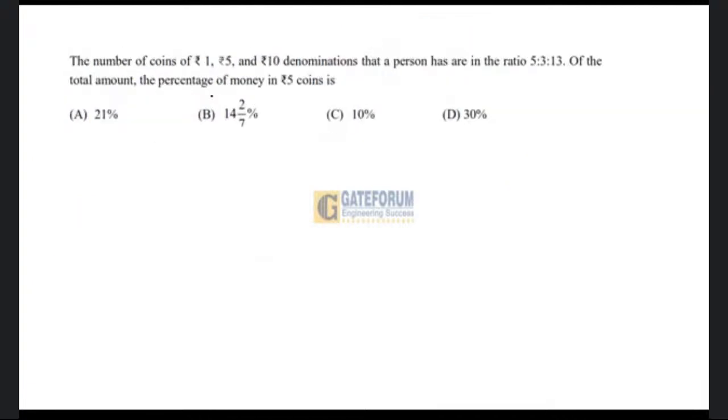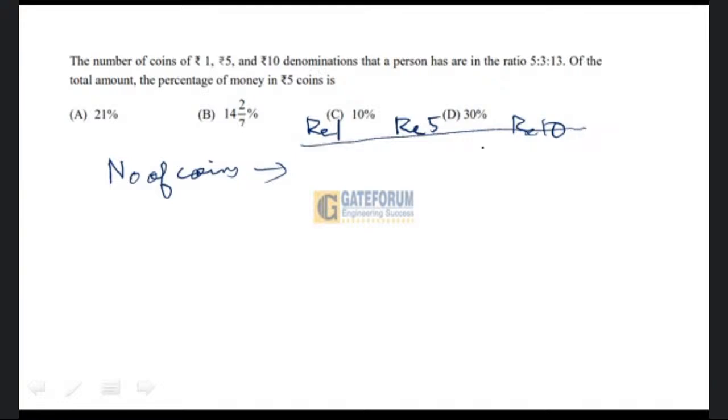The number of coins of rupee 1, rupee 5, and rupee 10 denominations that a person has are in the ratio of 5 is to 3 is to 13. Of the total amount, the percentage of money in 5 rupee coins is how much? See, the ratio of number of coins of rupee 1, rupee 5, and rupee 10 is 5 is to 3 is to 13.